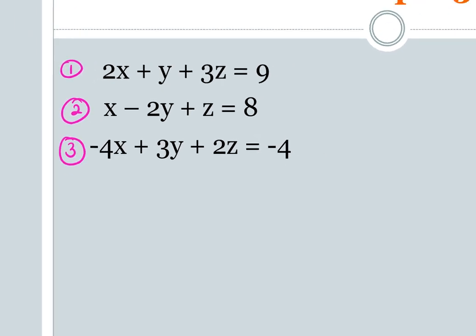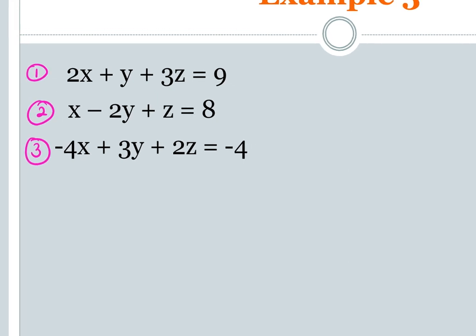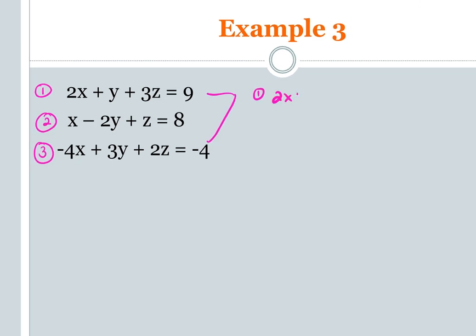Yeah. Okay, so let's pick what do we want to do? Let's do the x's. So we want to pick 1 with 3 so that we don't have to change signs. So let's try that first. We're going to do 1 and 3. 1 is 2x plus y plus 3z equals 9. And 3 is negative 4x plus 3y plus 2z equals negative 4.